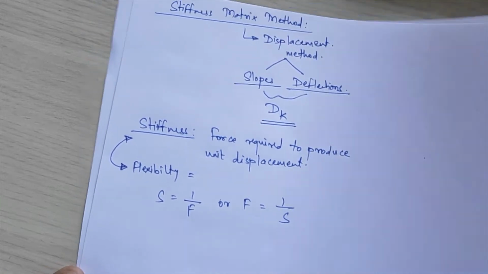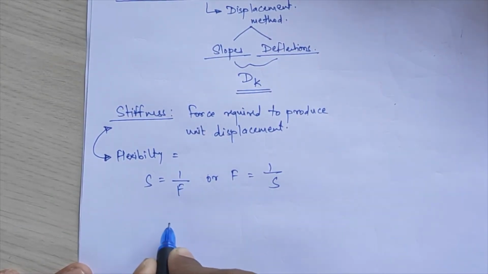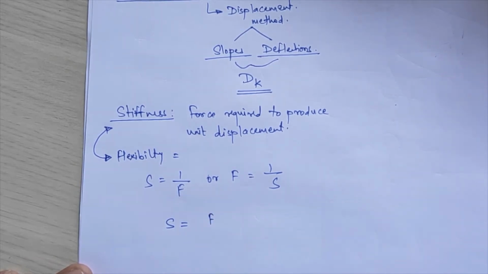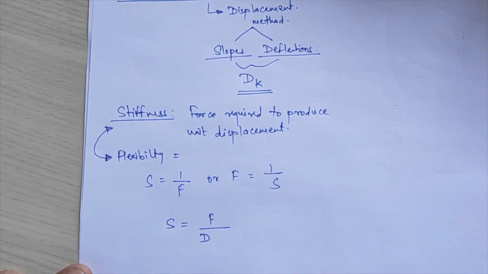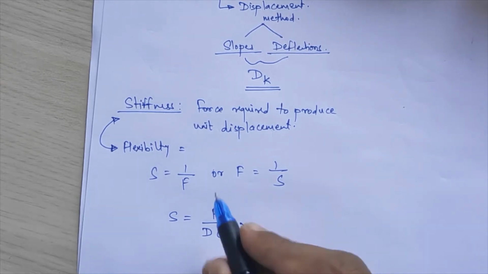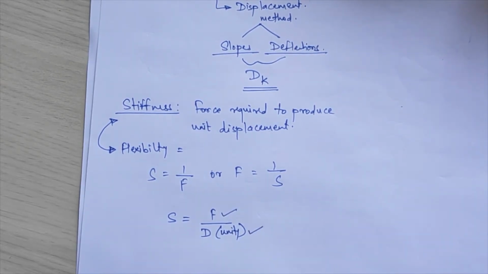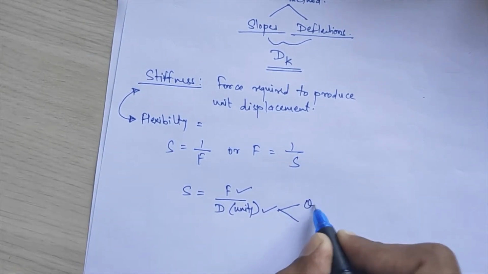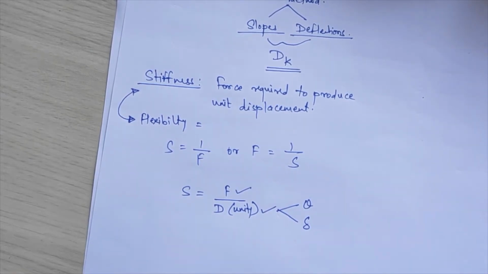So if you want to write stiffness in numerical form, I'll write stiffness is equal to the force produced, suppose F force is produced to produce a unit displacement, and that unit displacement here will be unity. So I'll call this D as unity. So S is equal to F upon D, that is, stiffness is equal to force per unit displacement. So here you have to apply the unit displacement. Those will be in the forms of theta and delta, right?